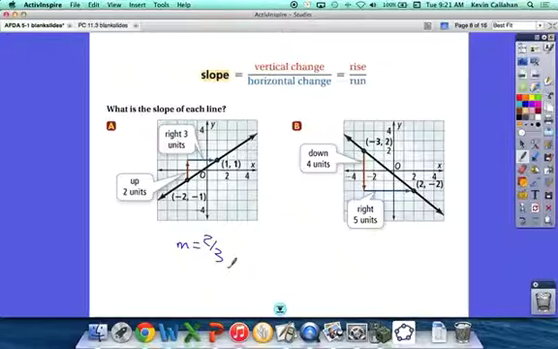Okay. How about this one? To go from this point to this point, what is the vertical change? It's down. So when you're going down, it's negative. So that's -4. And what is the horizontal change? +5. So you're going to say that that is m equals -4 over 5.